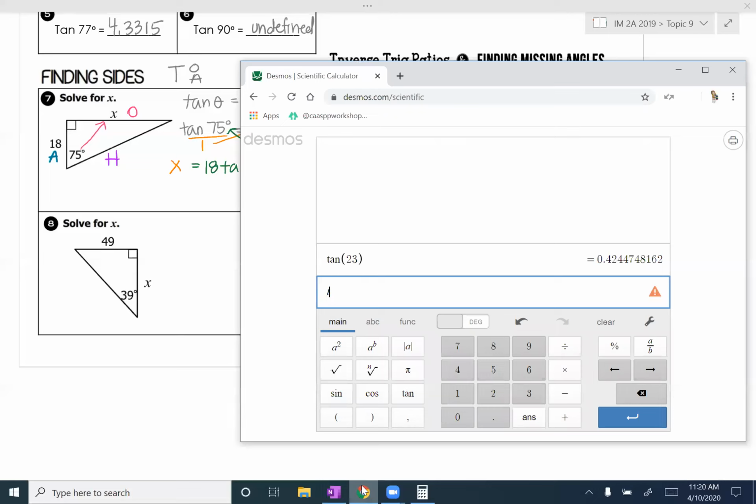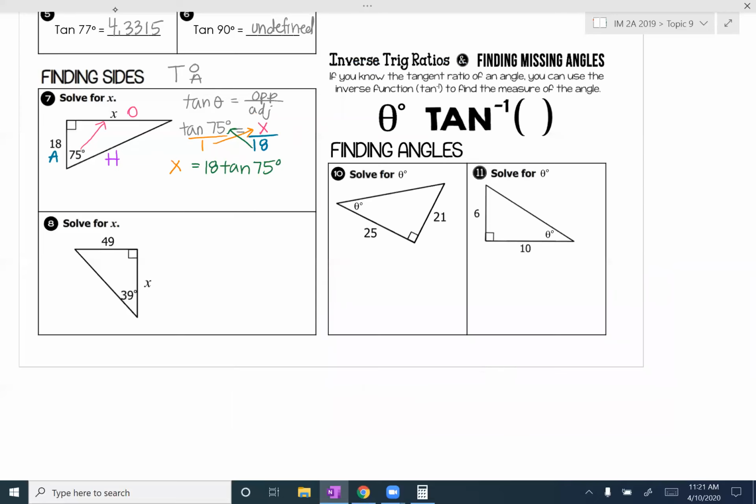So if I do this, I've got 18 times tangent of 75, and that gives me 67.17. So when I'm solving for a side, it's okay for me to do 1 decimal place. So if I have 67.1, I'm going to round that up to 67.2 because it follows with a 7. So that means that x is about 67.2. And again, I'm using the estimation equal sign because I rounded on the calculator. That's not the exact answer.